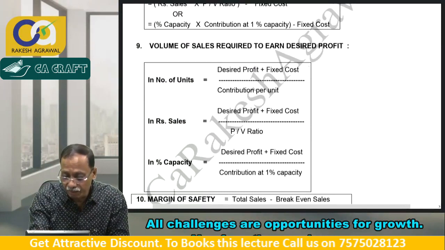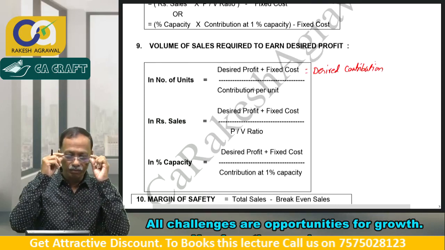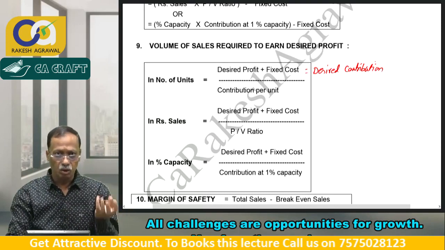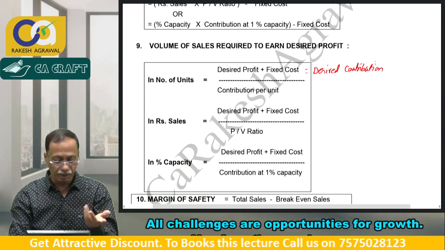This desired profit plus fixed cost is nothing but desired contribution in your printed notes. So it is same formula as BEP. So how much total contribution you desire, divide by appropriate denominator and you will get the answer.